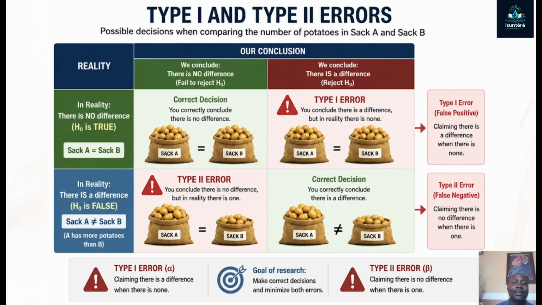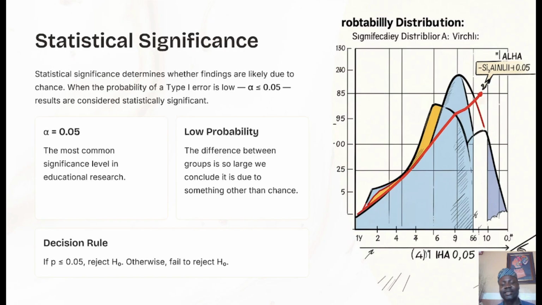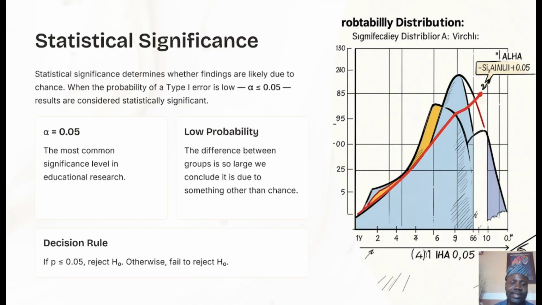In this other one, in reality, there's actually a difference, and we now claim that there is no difference when actually there is a difference. You can see that is a false negative, claiming there is no difference when there is one. I said this second one is always avoided in medical and engineering. We always try to avoid the first in education, and to avoid it, we always set our statistical significance value at 0.05.